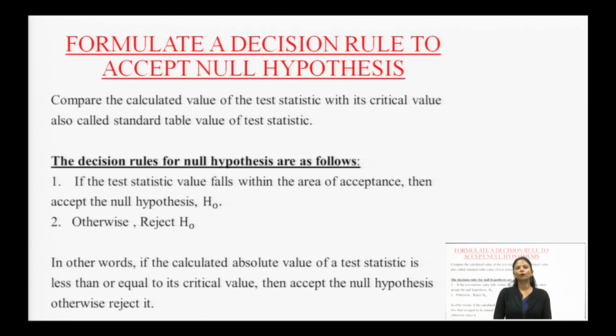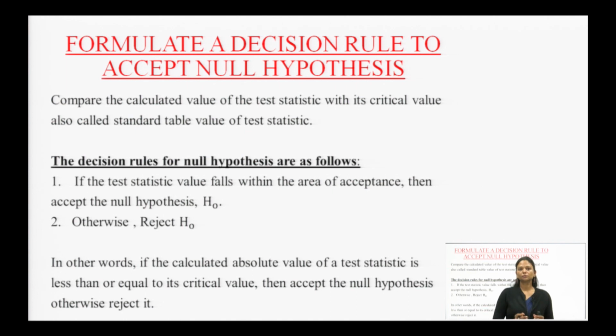Now, how do we formulate a decision rule to accept a null hypothesis? Compare the calculated value of the test statistics with the critical value, also called the standard table value of the test statistics. That means you calculate your actual mean, along with the hypothesized mean which you want to find out, and check whether they are equal or not equal. This is done to decide whether to accept or reject the null hypothesis.